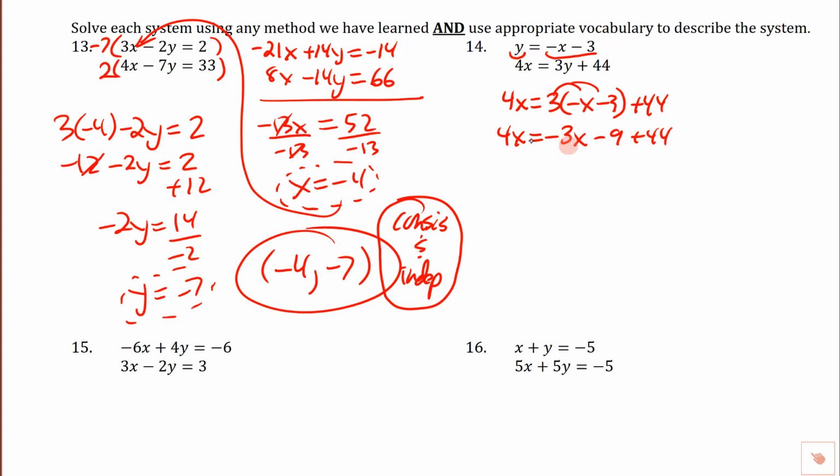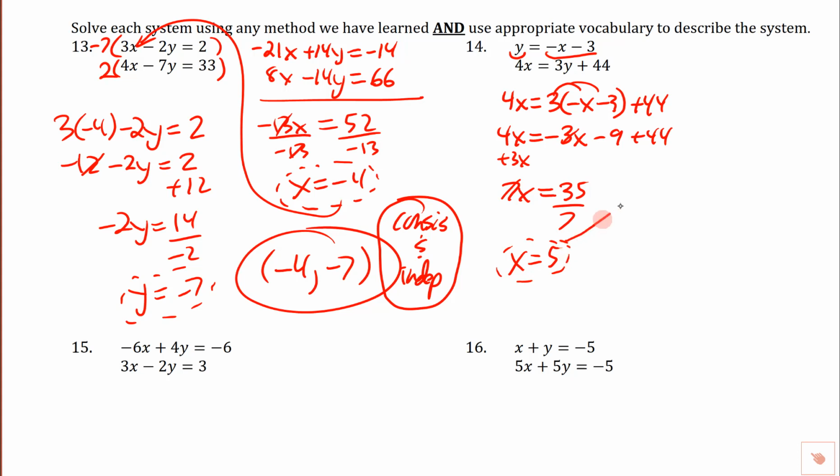I'm going to move this to the other side, so we're going to add 3x. So this is 7x over here, and we'll go ahead and simplify this. Negative 9 plus 44 would be positive 35, which makes us feel good because we know that 7 goes into 35, so we're going to get x equals 5 on this one right here. Okay, so we're good with that one.